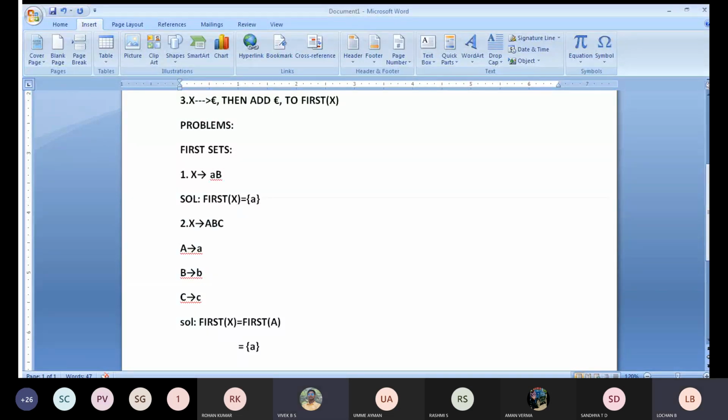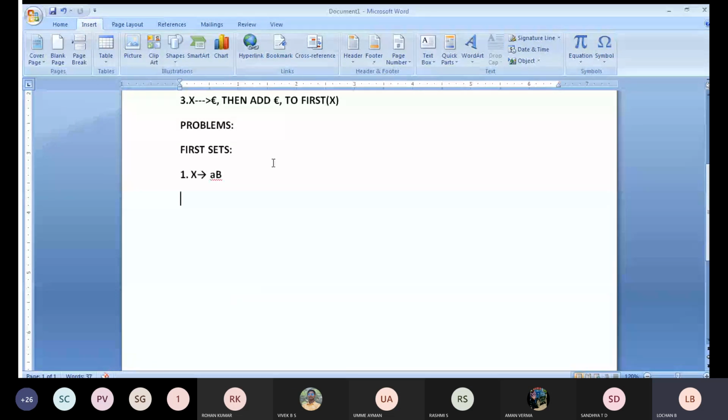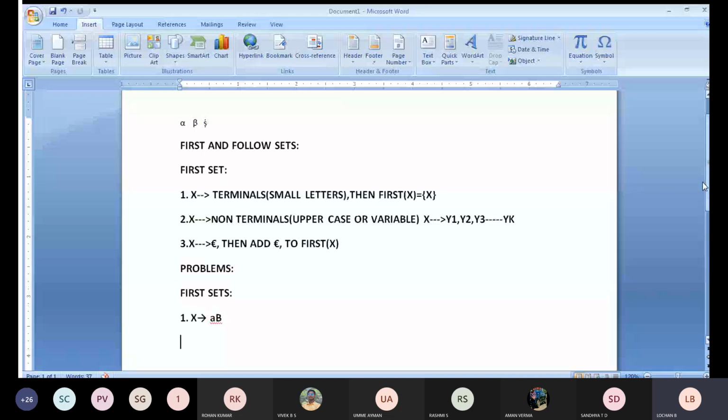I'll explain both of them. Don't worry. So look here. In today's concept, we are going to do First and Follow sets. To solve the First set, we will have three important steps. If you see the notes also, I have given three points here. So which are the three points?